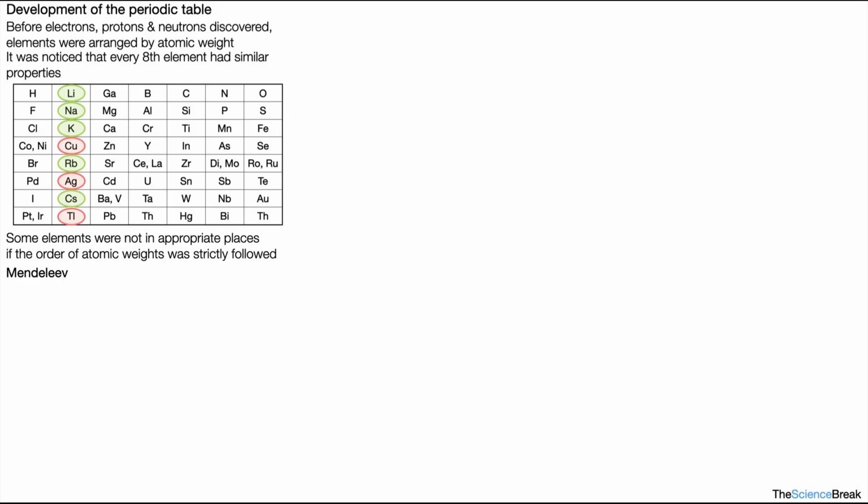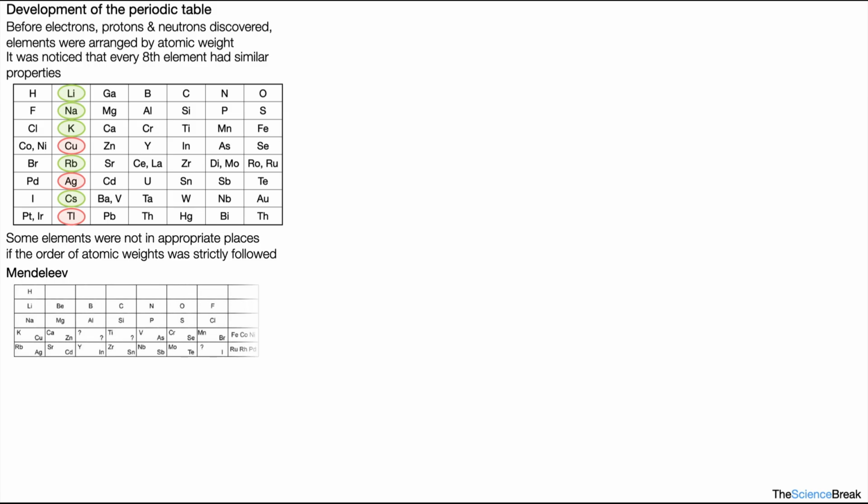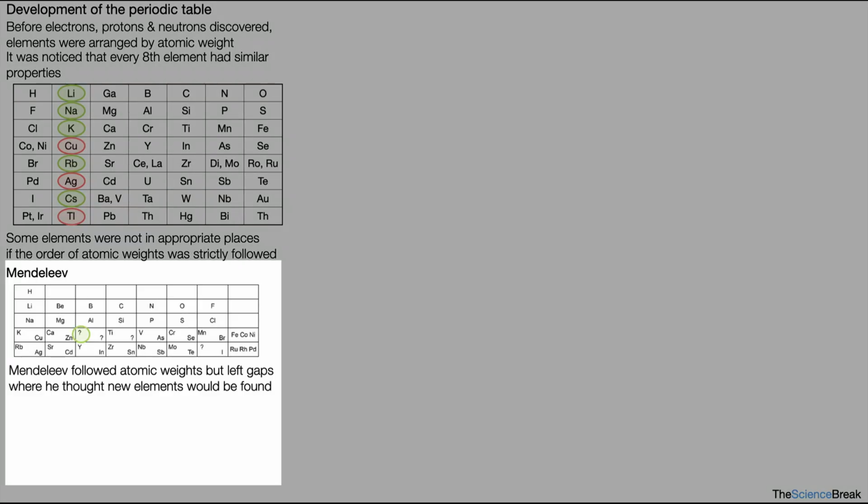Then we have a scientist named Dmitry Mendeleev. His periodic table was a bit more like this. Mendeleev followed atomic weights but left gaps where he thought new elements would be found. There's a gap there where the question mark is seen.